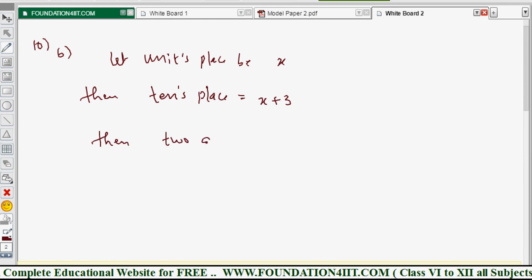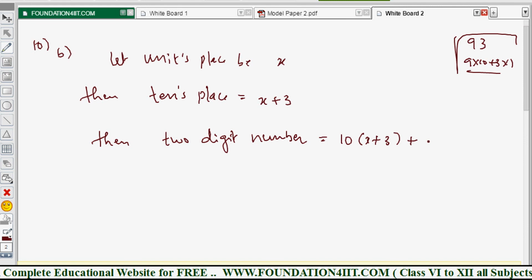Then the 2-digit number you can write using both: a 2-digit number is 10 into tens place plus 1 into ones place, right? For example, if you take 93, you can write 9 into 10 plus 3 into 1. So 10 into tens place plus 1 into ones place. That means units place is x, tens place is x plus 3. So 10 into (x plus 3) plus 1 into x. If you simplify this, 10x plus 30 plus x. So 11x plus 30 is the number.